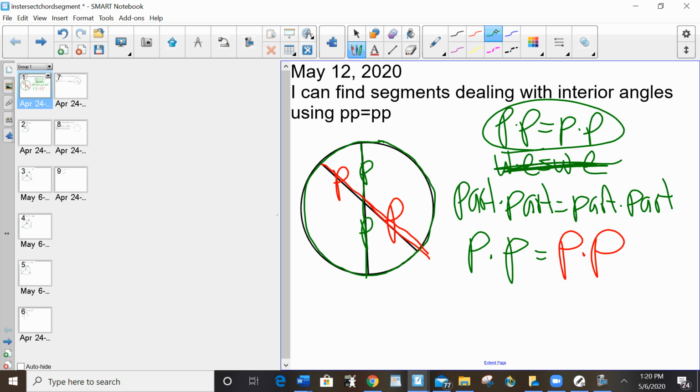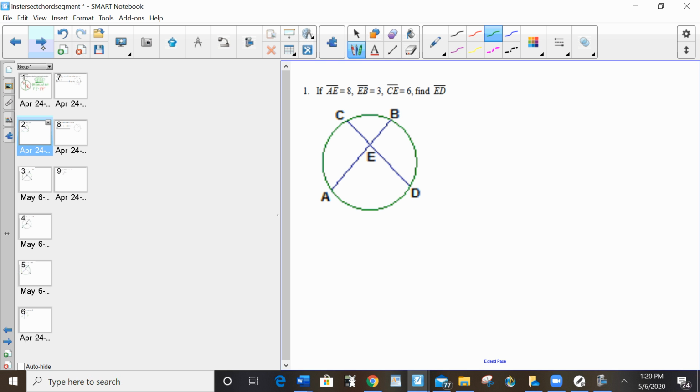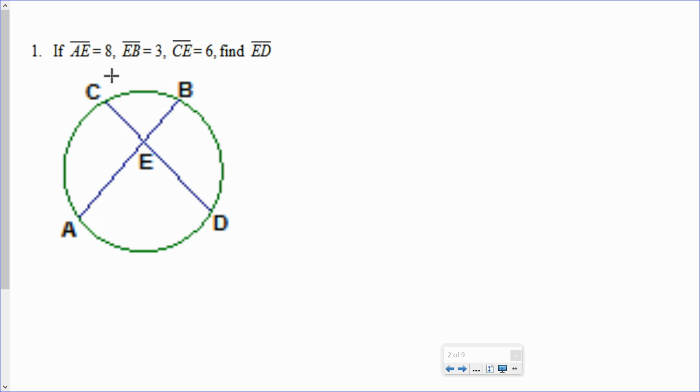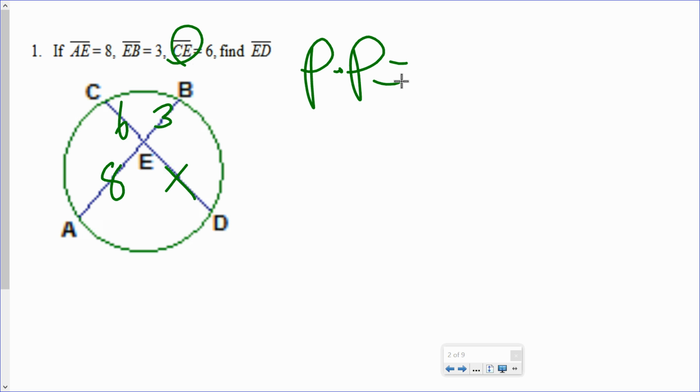The chord that's being cut, the two pieces of them, that's what's being multiplied together. What am I talking about? I'll show you now. AE is 8, EB is 3, CE is 6. Find ED. Well, arcs and angles are segments. These are all segments, so it's got to be PP or wee. There's nothing exterior, so it's PP.